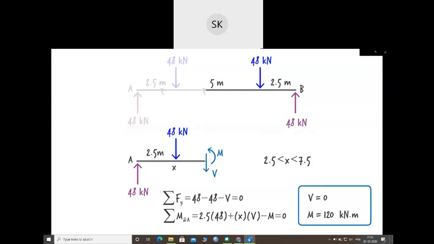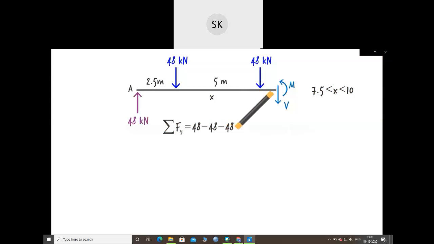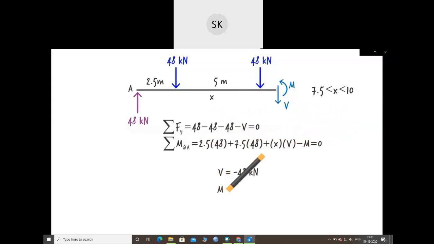This pair of equations tells us that throughout the middle segment of the beam, shear is 0, while bending moment remains constant. Finally, to write the shear and moment equations for the right segment of the beam, we cut the beam at some distance x from the origin, where x is between 7.5 and 10. Then we write the equilibrium equations and solve them for V and M. Here are the shear and moment equations for the right segment of the beam.